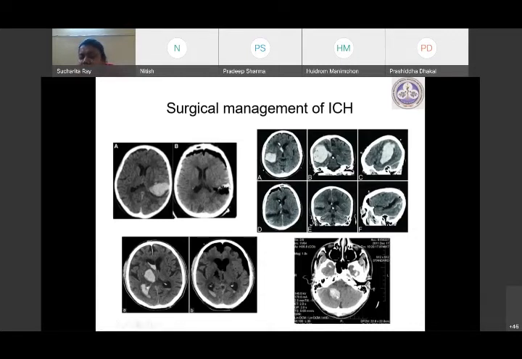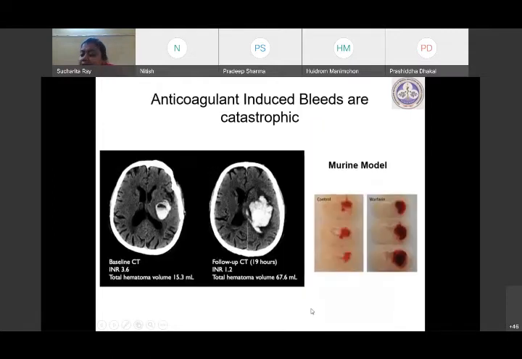But for example, in cerebellar hematoma, which is a posterior fossa bleed, if you don't evacuate, the pressure can be transmitted nowhere and it will be uniformly fatal. So here, by a suboccipital craniotomy, you can evacuate the bleed and have great results. What is more problematic is anticoagulant-induced bleeds.